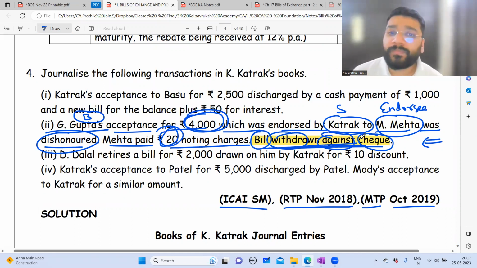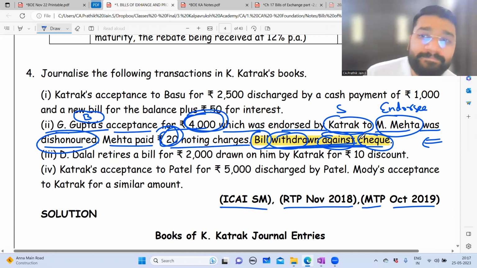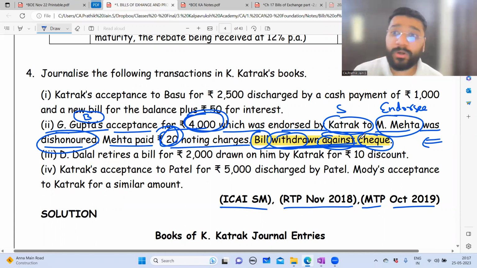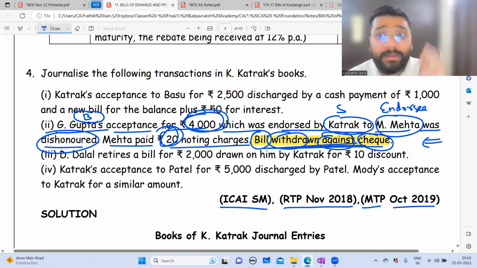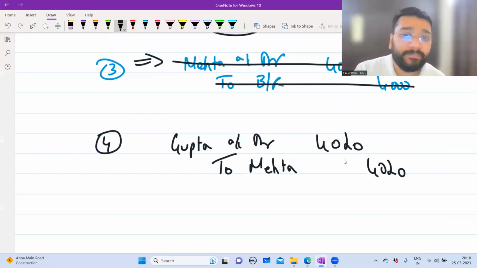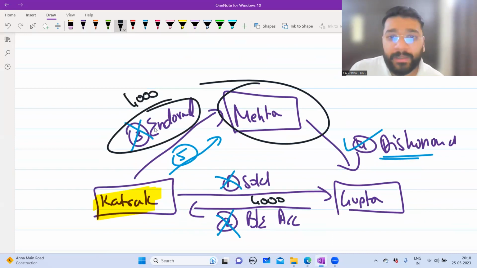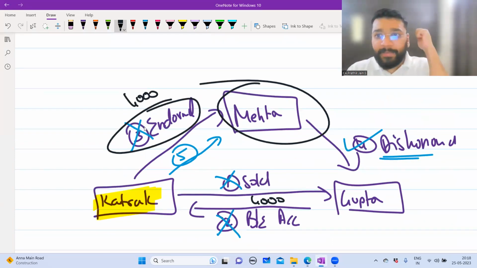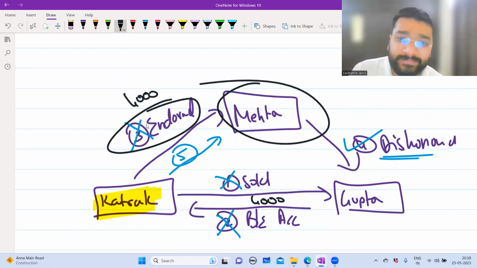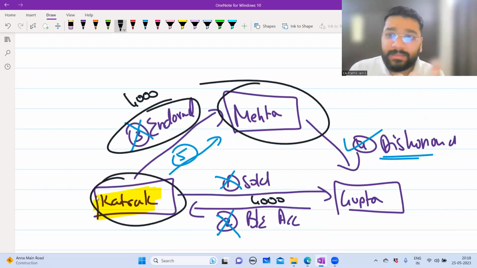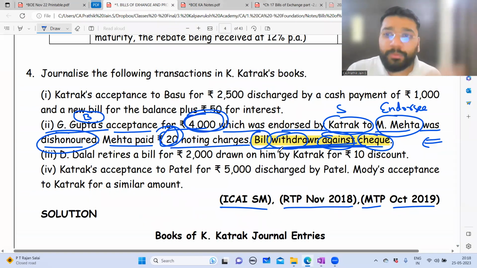Okay, bill withdrawn against cheque. My question goes to all of you. When the bill was dishonored, who was the holder of the bill? Mehta was holder of the bill. So if I withdraw the bill, from whom will I take the bill? From Mehta. Mehta is the holder of the bill, people. So Mehta will come and throw back the bill on whose face? Katrak's face. So Katrak is the receiver of the bill.